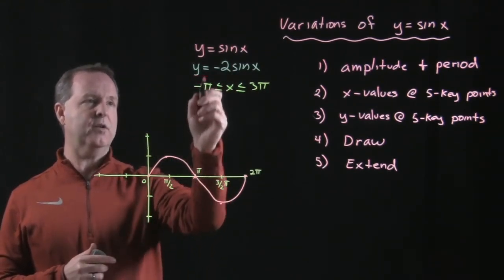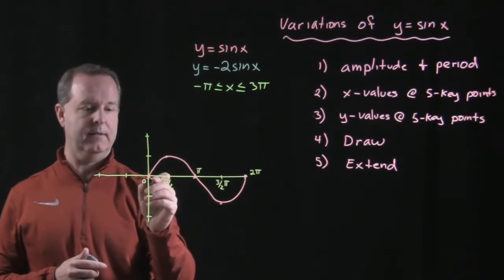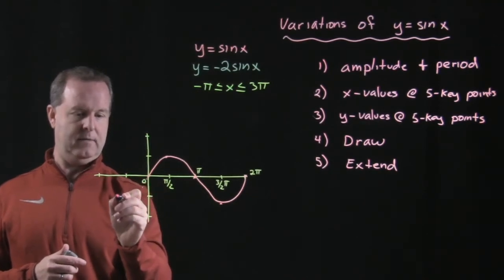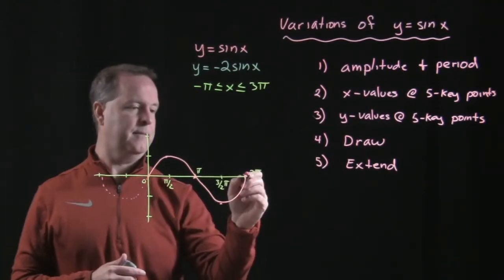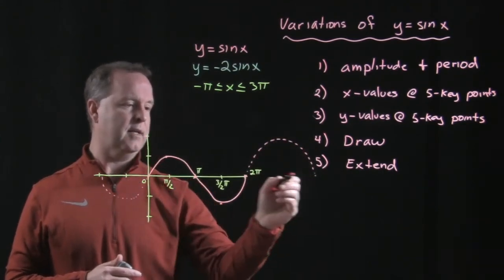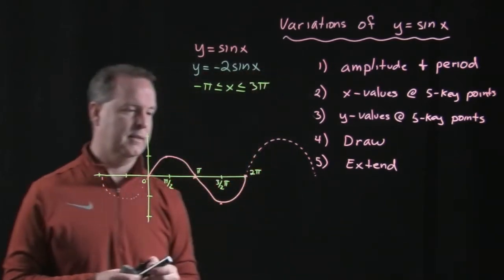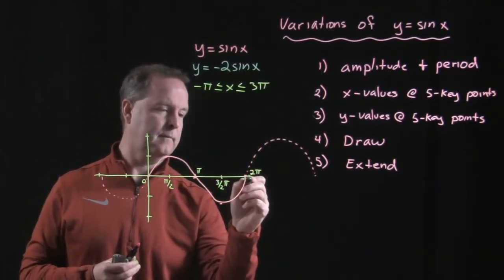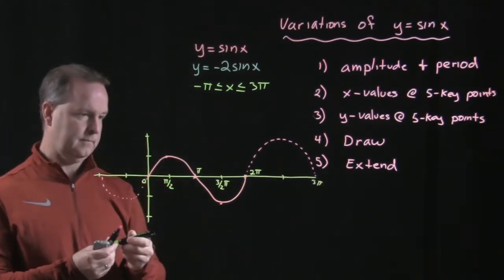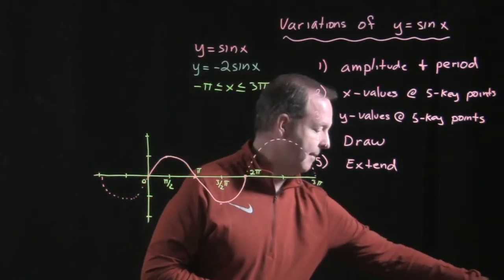And then ultimately I want to graph it from negative pi to 3 pi. So let's see if I can get my graph right here. As such. And 3 pi is going to come right back down on that x-axis. I guess I should have extended that out a little bit further. All right, so there's y equals sine of x graphed all the way through that point.